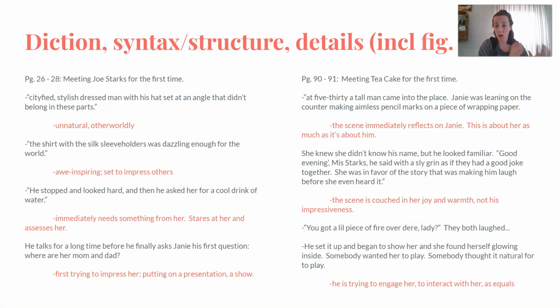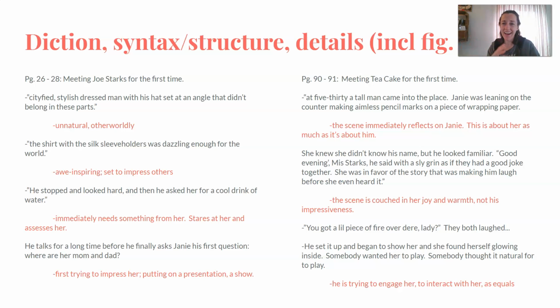Here's what I've got when I go back to those passages that I was contrasting. I see things about Joe that I didn't notice the first time. He is a citified, stylish dressed man with an angle that didn't belong. And now I'm realizing he's a little unnatural. He's a little otherworldly. That's going to come back around in another scene I'm thinking about when he does put a streetlight in the town to replicate the sun.